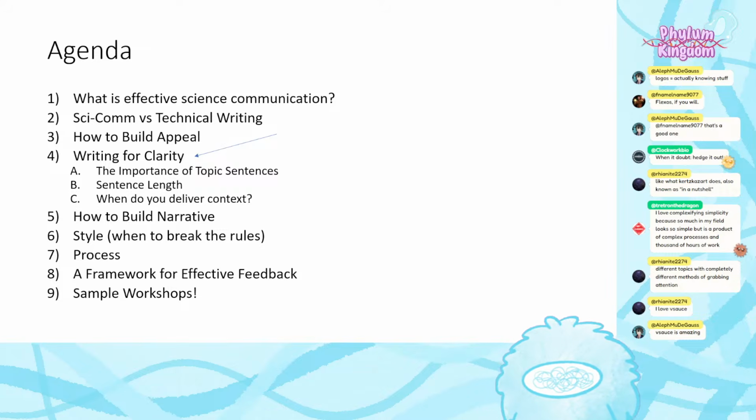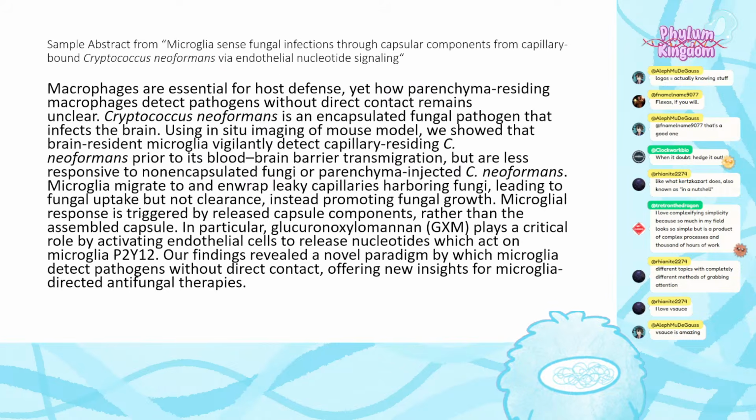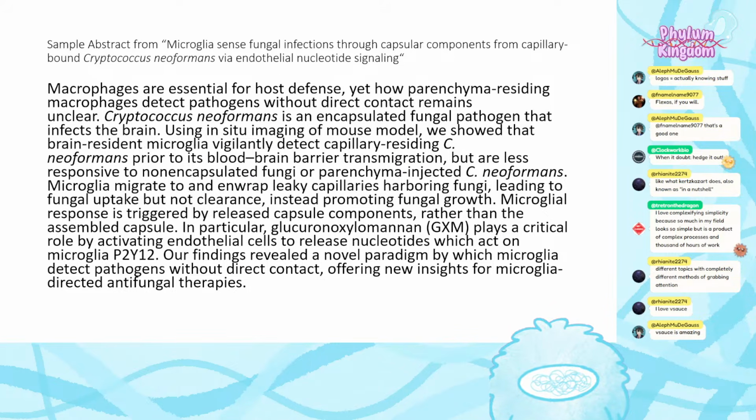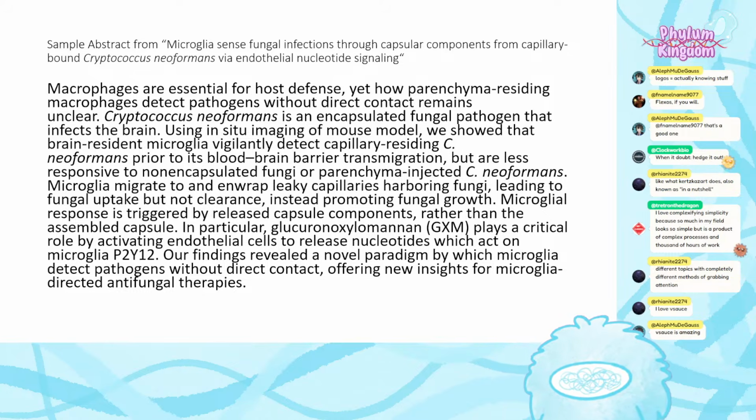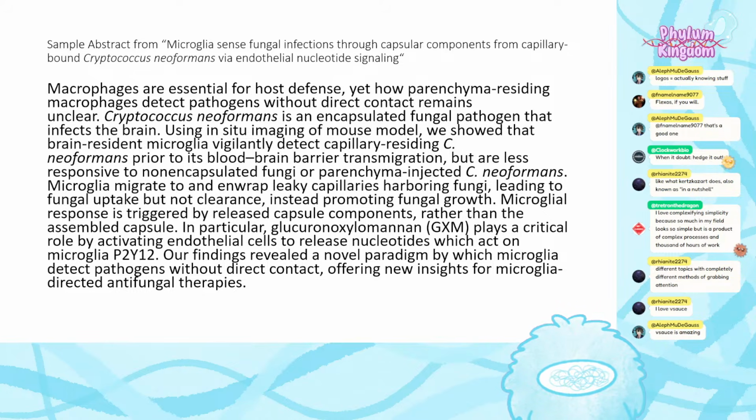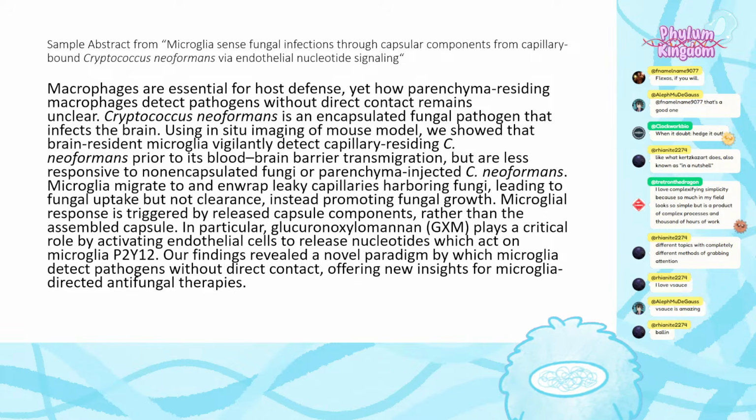But now we're going to talk about clarity and the mechanics of writing, the actual word and sentence choice. So here's a sample abstract from a real science paper, and I want to show you in professional technical writing how extreme these decisions can get, right? So I'm just going to read this out loud. It's from a random open access paper I pulled, called Microglia Sense Fungal Infections Through Capsular Components from Capillary-Bound Cryptococcus neoformans via Endothelial Nucleotide Signaling. Okay, so that's a bunch of words that you might not understand, but I will show you the mechanisms of how clarity works and functions in a scientific abstract. So I'll read this out loud, and then we'll go sentence by sentence, right?